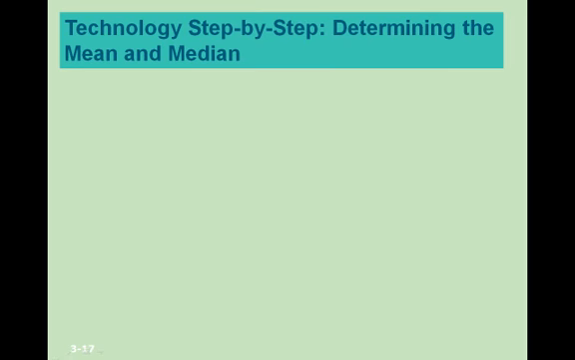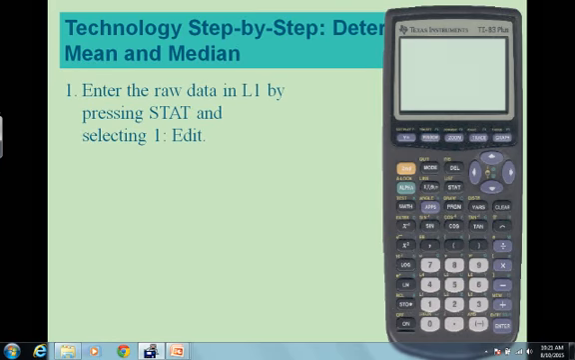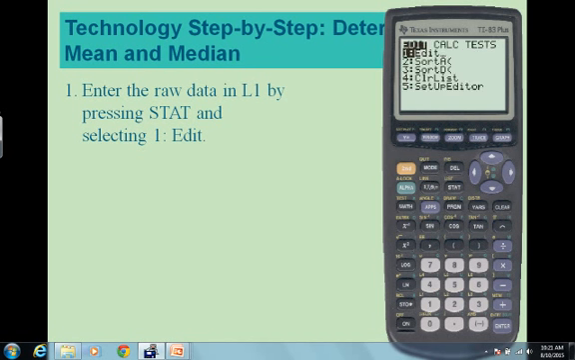We can use the calculator to determine the mean and the median. The first step is to enter the raw data in our first list by pressing Stat and selecting 1 for Edit, or hitting Enter on Edit. And we enter our values in list 1. We type the value and we hit Enter. Notice that I entered the values exactly as they were listed originally. There's no need to put them in ascending order for the calculator method.